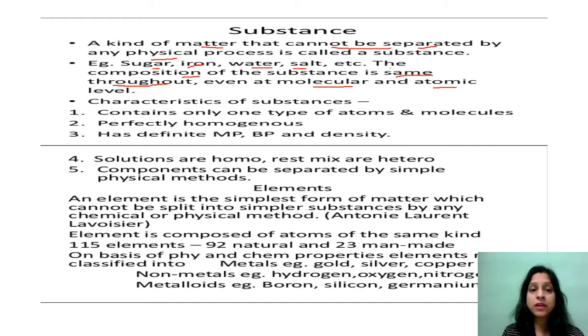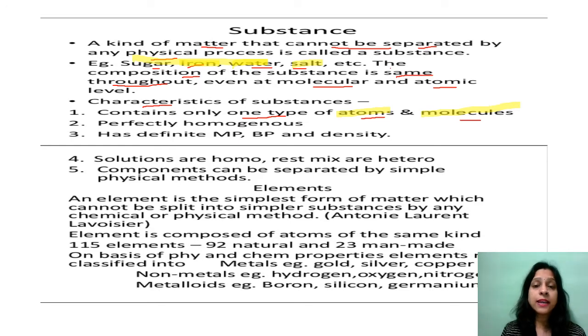So what are the characteristics of a substance? It contains only one type of atom or molecule. It is not necessary that it is an atom. Like the example we took just now, iron is basically one type of atom. And if I take the example of water or sugar, then it contains one type of molecule like H2O or C12H22O11, or here salt is given, so it consists of NaCl.